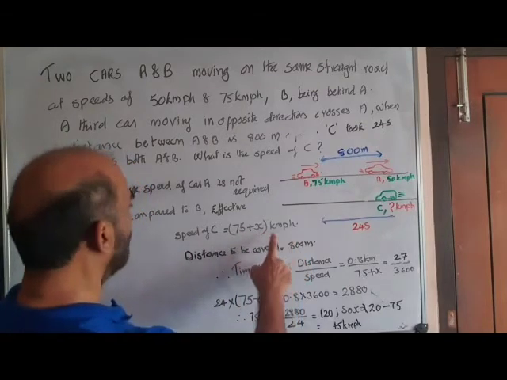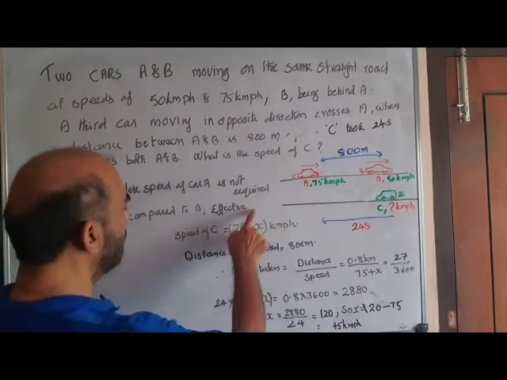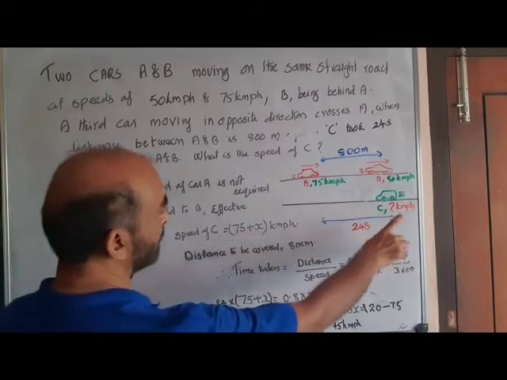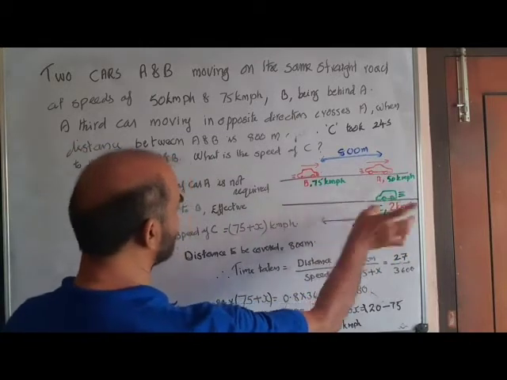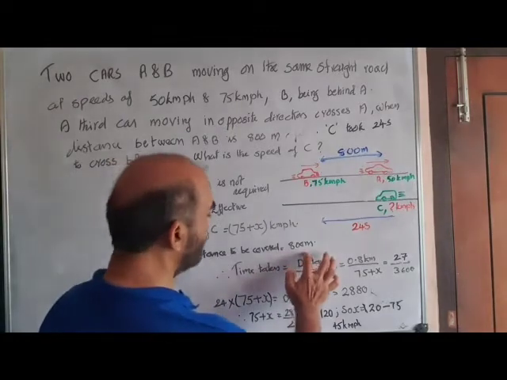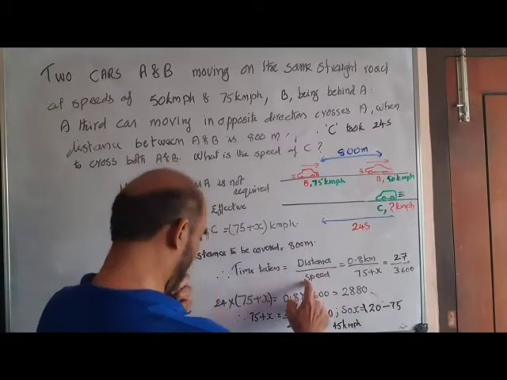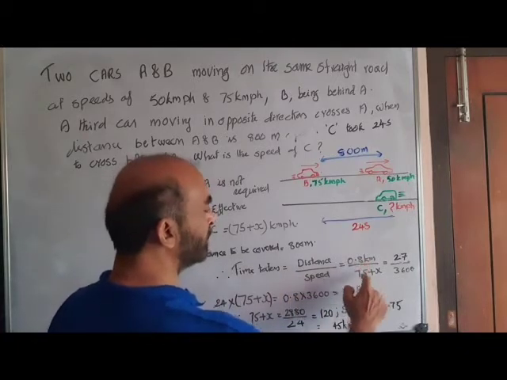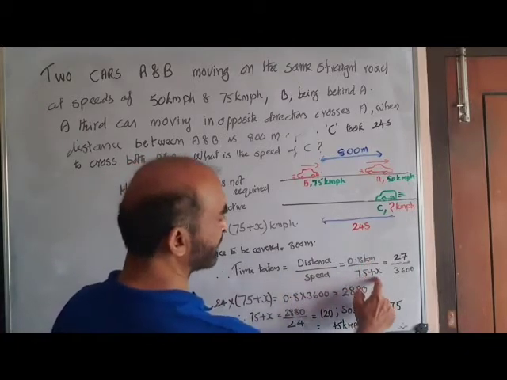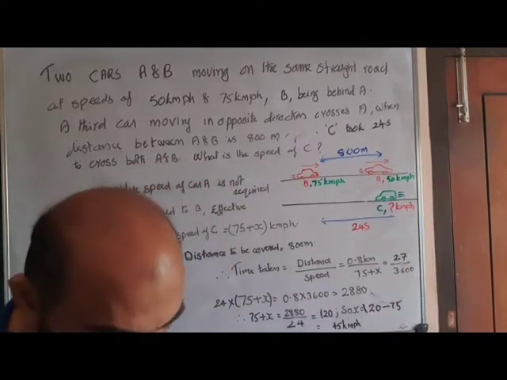I have written here, speed of car A is not required. Compared to B, the effective speed of C is 75 plus x kilometer per hour. Distance to be covered, 800 meter. Now time taken is equal to distance by speed. Distance is 0.8 kilometer, speed is 75 plus x. That is given to be 24 seconds.